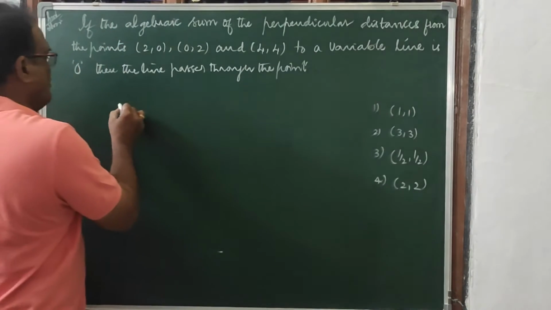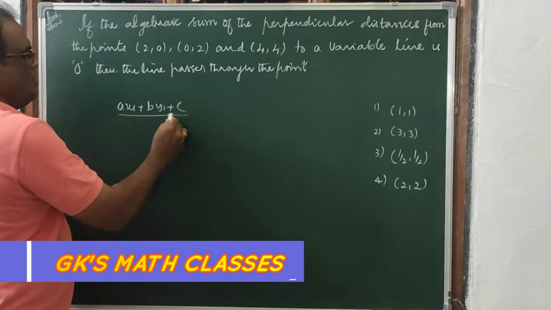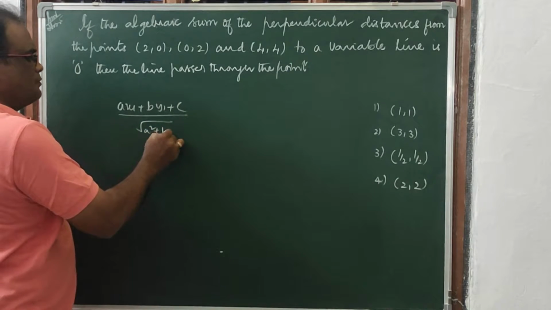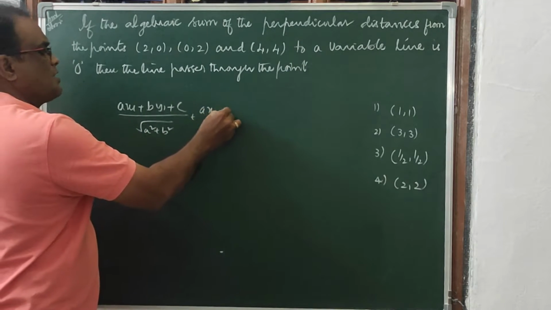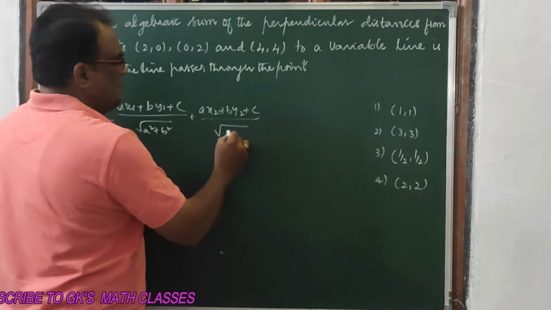I have stated now. First, (ax1 plus by1 plus c) by root a square plus b square. Second, (ax2 plus by2 plus c) by root a square plus b square.